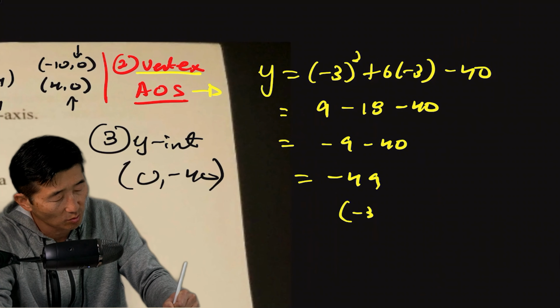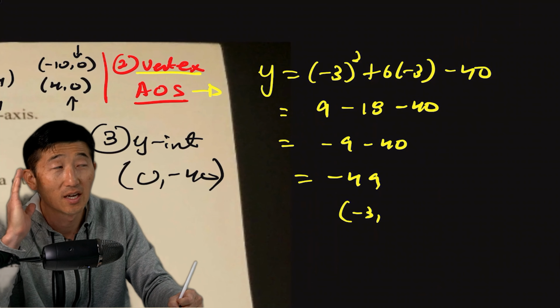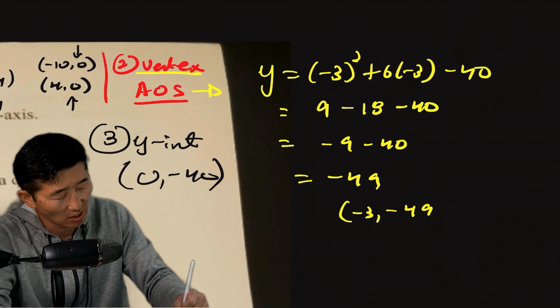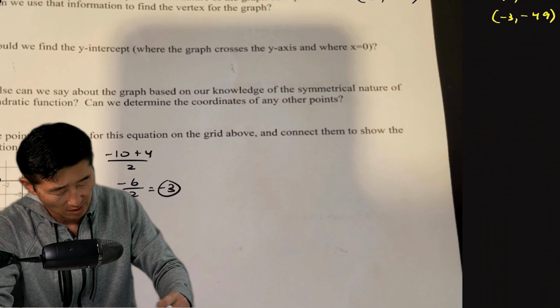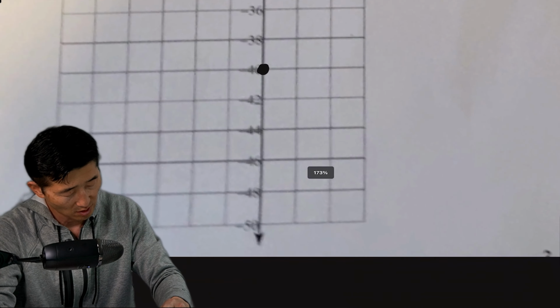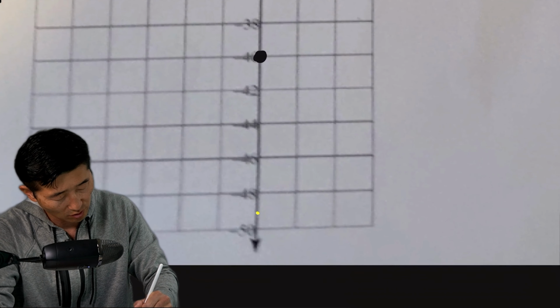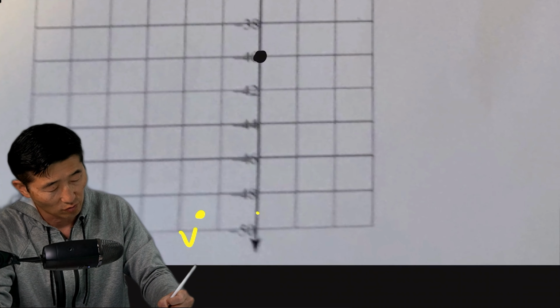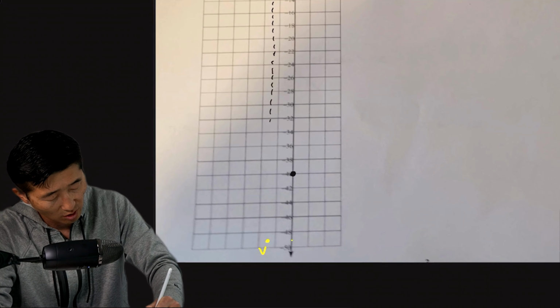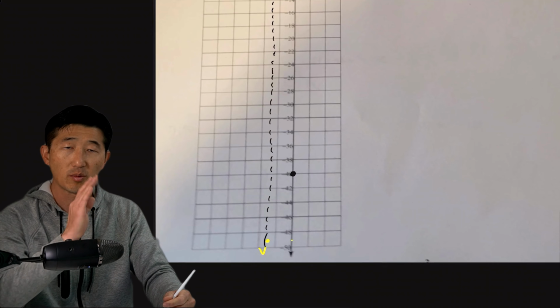So the vertex, using the axis of symmetry, is negative 3, negative 49. So you plot that. Negative 3, negative 49, which is right about, that's 48, 49 is here, so right there. So this is your vertex. And notice the axis of symmetry goes all the way down here. So it's going to be a mirror reflection.